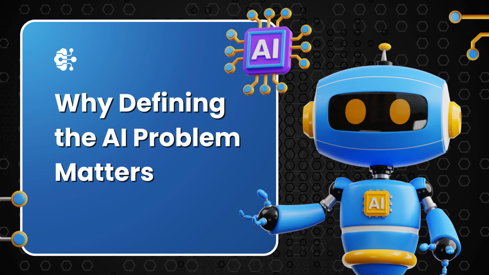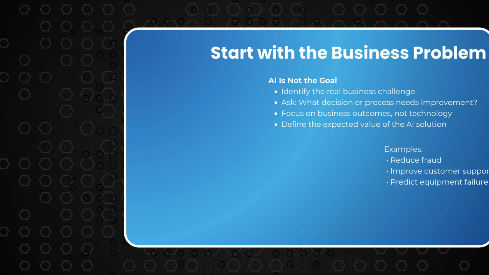Before building any AI model, there is one critical step that many teams ignore: defining the right problem. In AI projects, success rarely starts with algorithms. It starts with understanding the business problem. In this lesson, we will explore why defining the AI problem clearly is essential before building any model, and how this step prevents many AI projects from failing before they even begin.